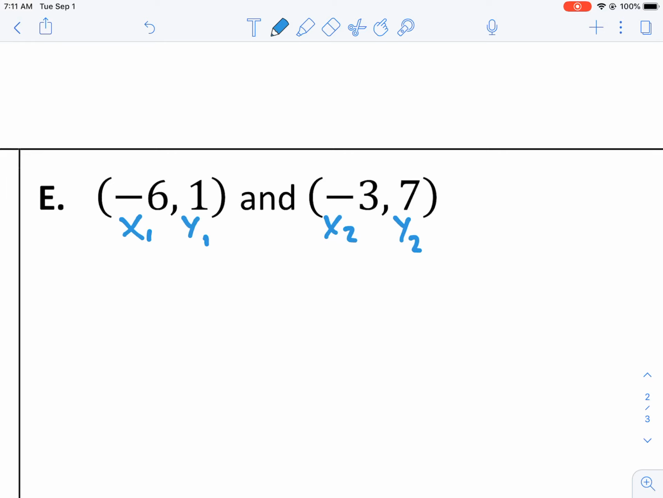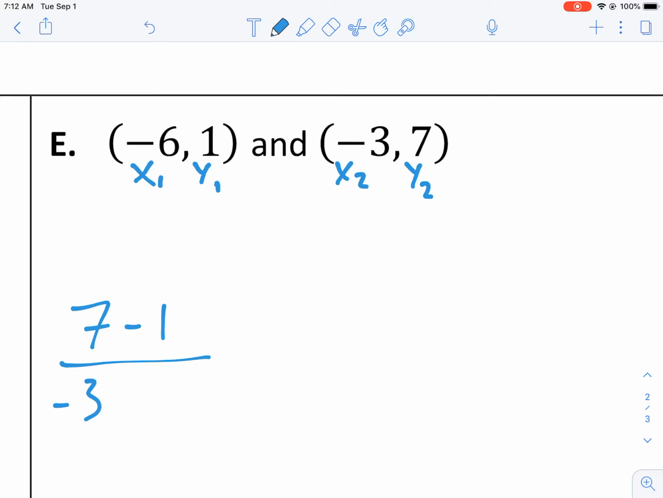And now we can just do our subtraction. So we've got 7 minus 1 over -3 minus -6. Well, we know that two negative signs, that becomes positive. So this is -3 plus 6. So we've got 6 on top, 3 on bottom. That equals 2.